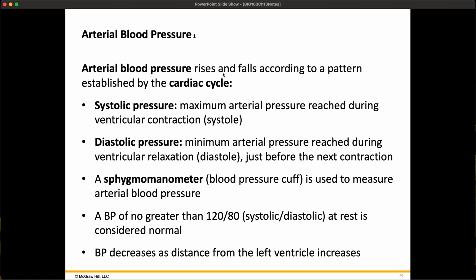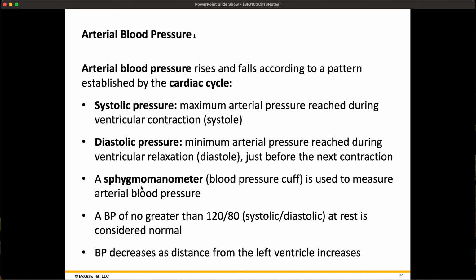So arterial blood pressure rises and falls according to the pattern of the cardiac cycle. Systolic pressure is the maximum arterial pressure during ventricular contraction, whereas diastolic is that ventricular relaxation just before the next contraction. But again, it's not no contraction, or it's not no pressure, because there's still blood in these vessels. So there's still this latent pressure against the inner walls of the vessel.